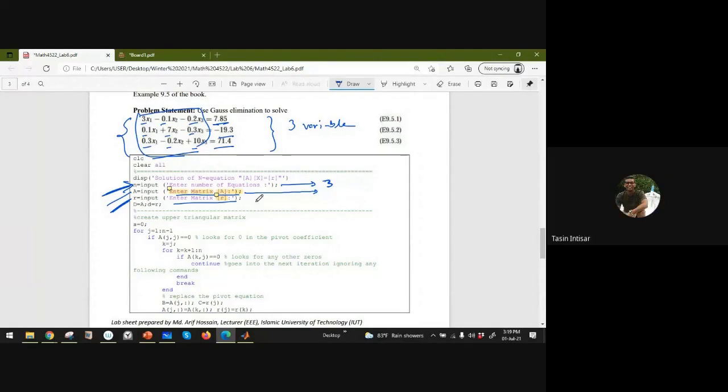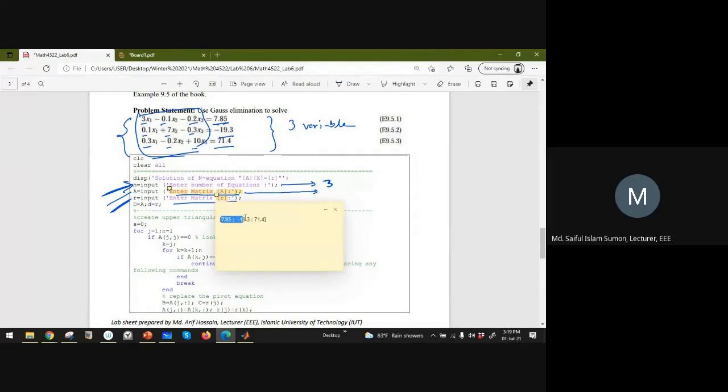So how can I give the value of R in MATLAB? I'll simply write something like this. There will be 3 rows, semicolon, 1 column, because there will be 3 rows. So are you okay, everyone? Are you okay with this code up to this? Anyone, any confusion?